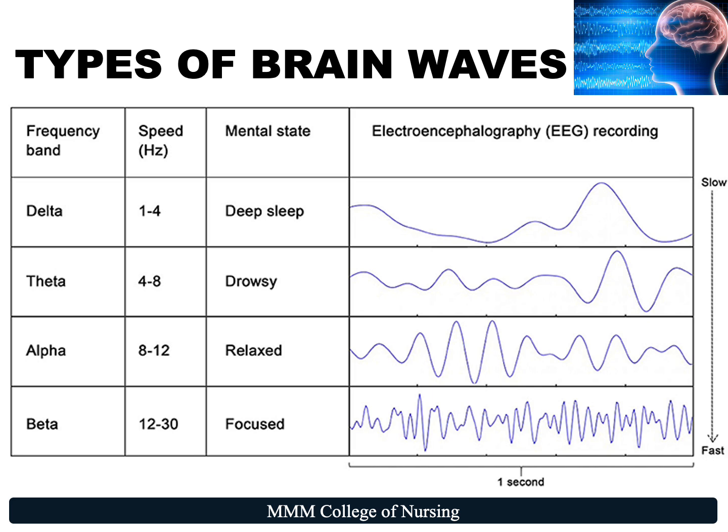And beta wave, the speed is 12 to 30 hertz, and here the patient is focused, in active thinking, and alert. All this measurement is taken over a duration of 1 second, and you can see how the waves range from slow to fast, from delta to beta.